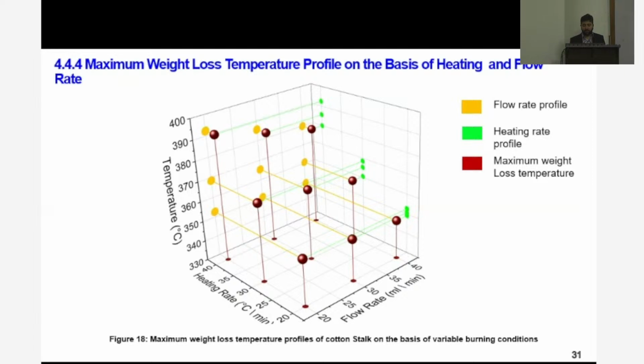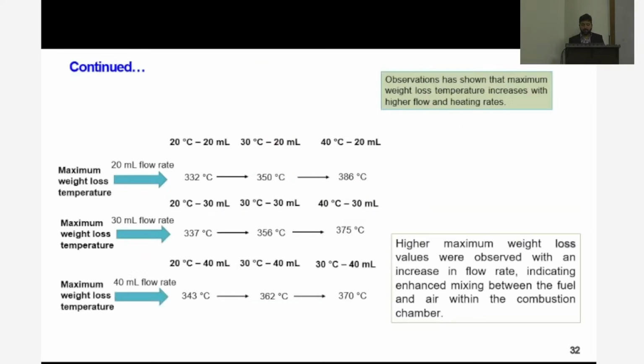The maximum weight loss temperature profile is the temperature at which we have a maximum weight loss and a maximum amount of heat being produced. These are the trends for maximum weight loss, and this observation has shown that maximum weight loss temperatures increase with higher flow and heating rates. Higher maximum weight loss values were observed with an increase in flow rate, indicating enhanced mixing between the fuel and the air within the combustion chamber.